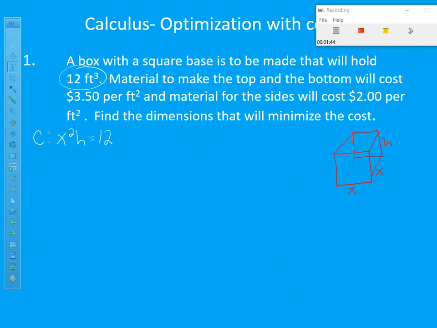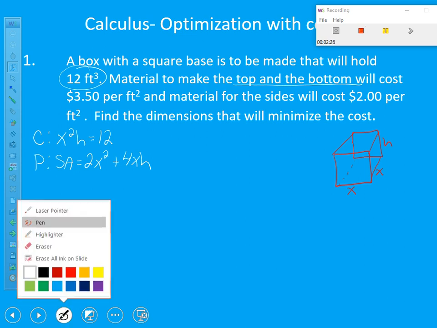Now, I'm going to attack the primary equation in 2 steps. My primary equation is going to be a spin-off of the surface area. So let's go get the surface area of this box. Since it does say the top and the bottom, I know it's not a closed box. So the area of the base is x squared, and there's 2 of them. So I've got 2x squared plus the area of the sides will be xh times 4, so I got 4xh. Now, let's read on in the problem.